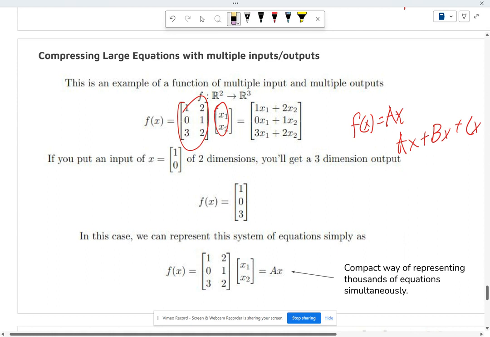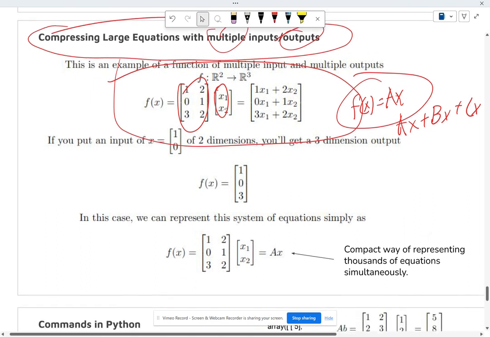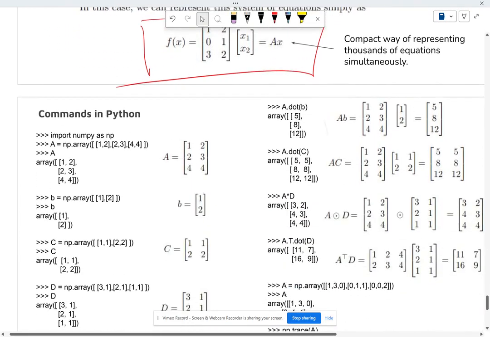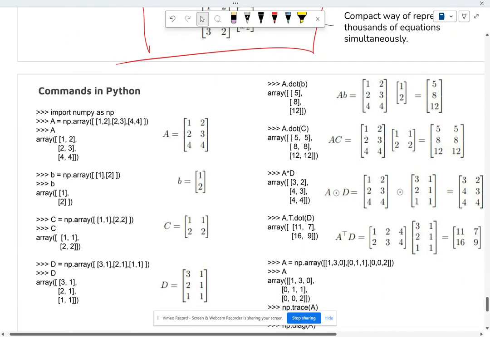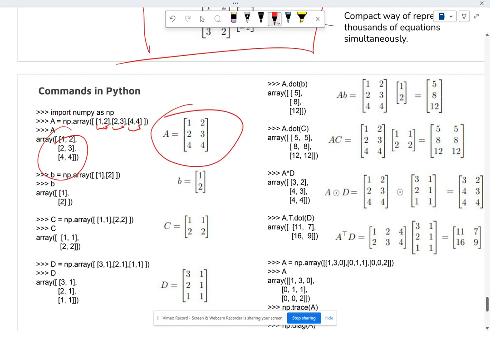So, anyways, compressing large equations with multiple input and output can now be represented with matrix format. Like I just said, right here, you can represent that this way. Okay? So here are the commands for Python to represent matrices. The way you do it is you represent each row between brackets, another one, and another one. This right here is equivalent to a matrix.